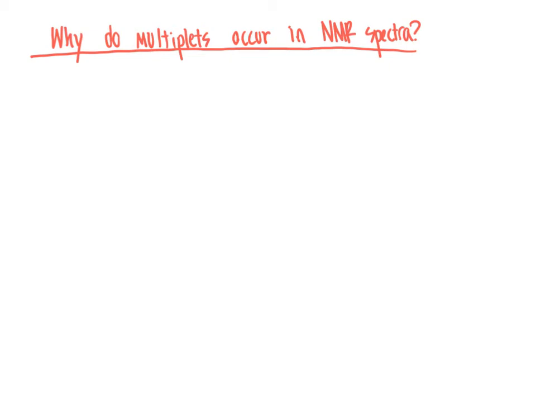So to put something down in writing about this question of why multiplets occur in NMR spectra, multiplets occur because two protons are close enough together that their magnetic fields influence each other, and we would say that those protons are magnetically coupled.